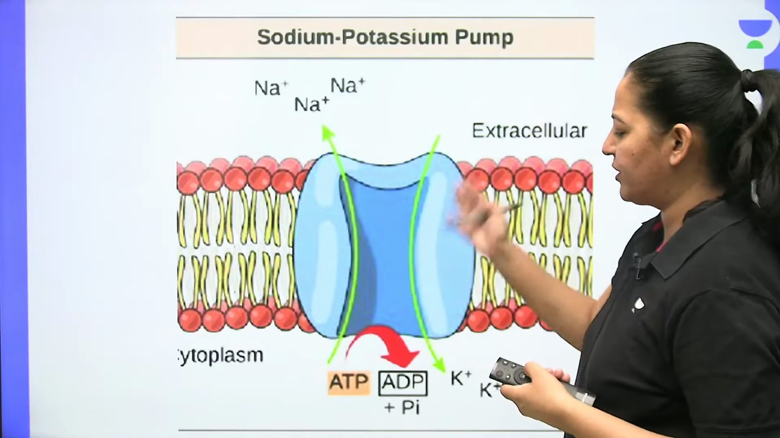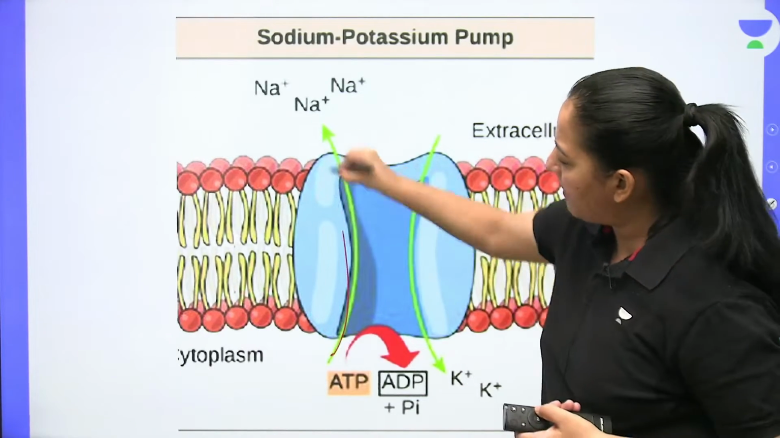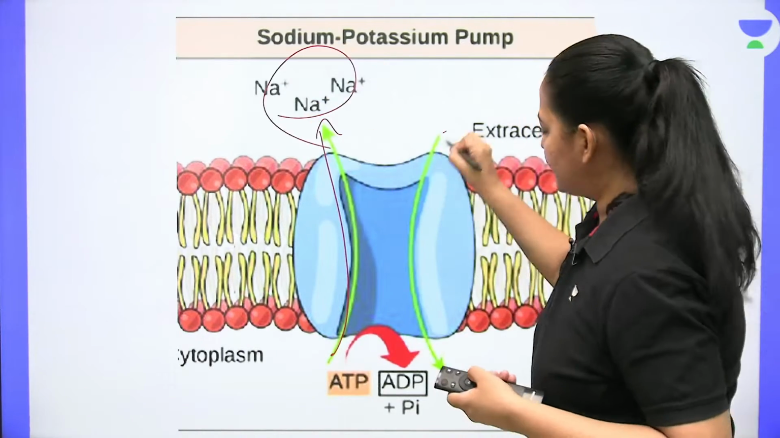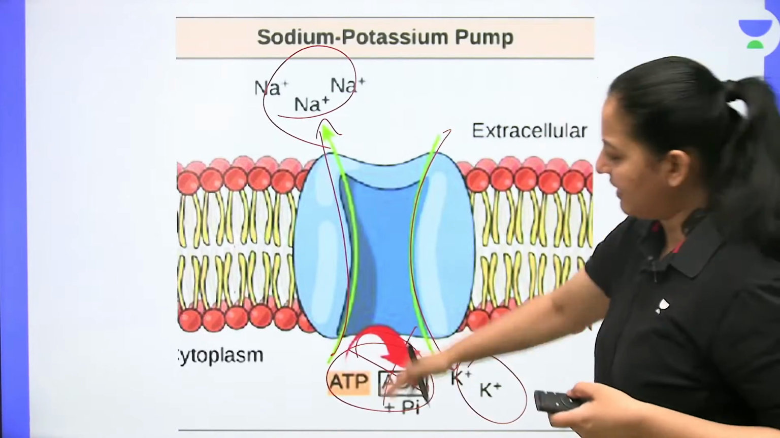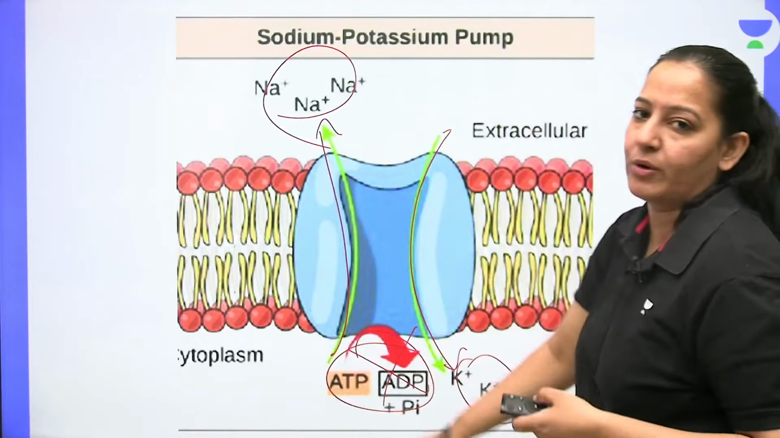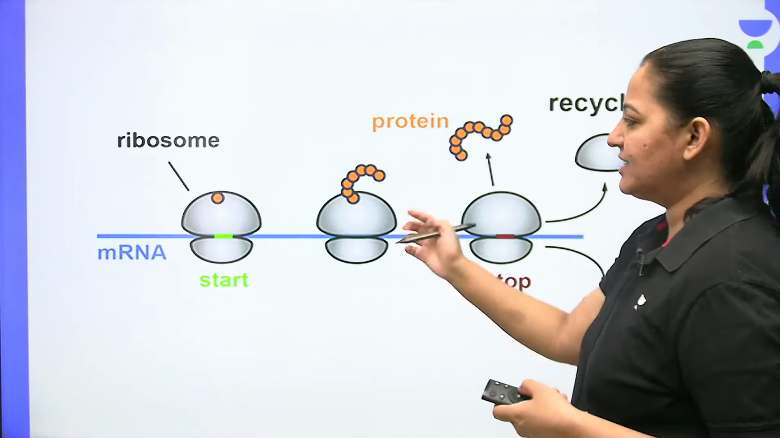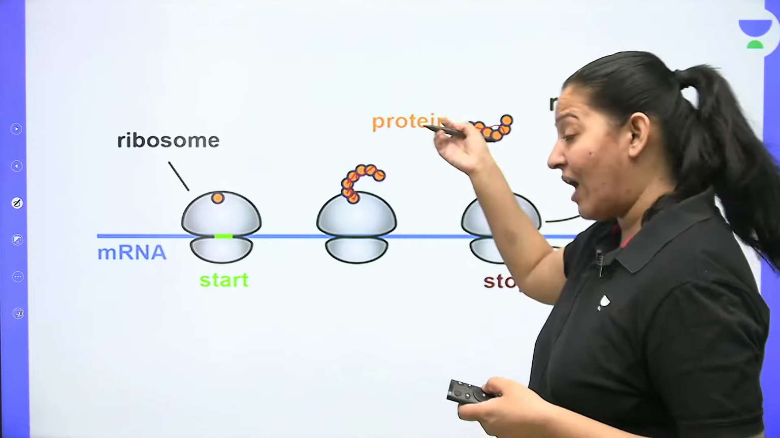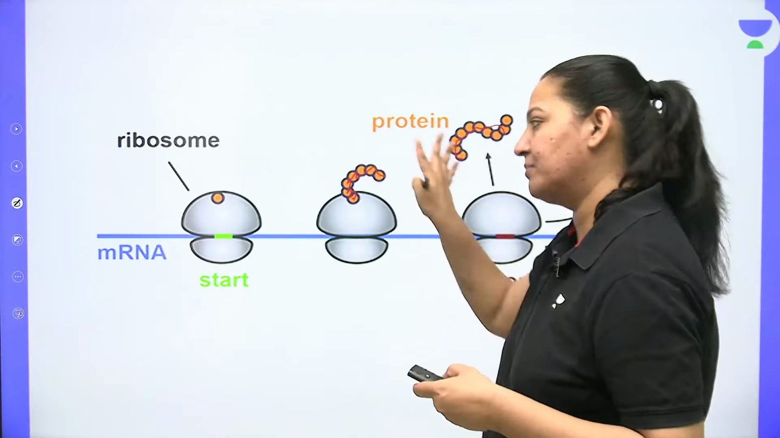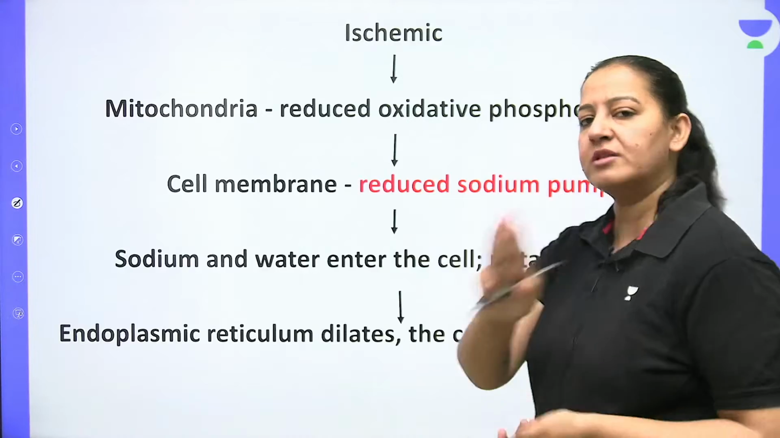You can see this is a sodium potassium pump. Normally it takes sodium out, and normally it takes potassium in, but for the functioning ATP is required. If there is no ATP, this will not happen. Sodium will remain in only, and it will hold the water. These are the ribosomes. On the surface of the ribosome, protein synthesis takes place, and as long as the ribosome is present on the endoplasmic reticulum, this will happen, otherwise it will not happen. So draw the three flow charts.